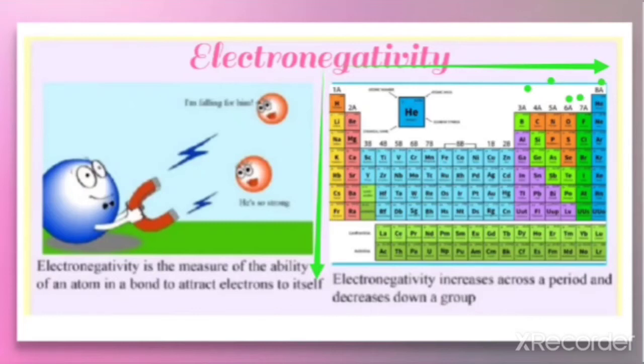The element which is on the top side will be more electronegative. So when you compare left to right and top to bottom, we can say that electronegativity increases left to right, but decreases top to bottom. So we can say that fluorine is the most electronegative element because it is on the extreme right and extreme top. That is the periodic trend of electronegativity.